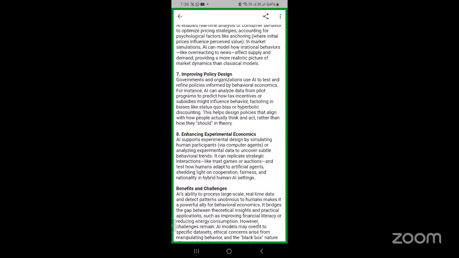Experimental economics is nowadays a very interesting research methodology. And sometimes for experimental economics, simulated models or simulated data are required. So AI can support the experimental design by simulating human participants.